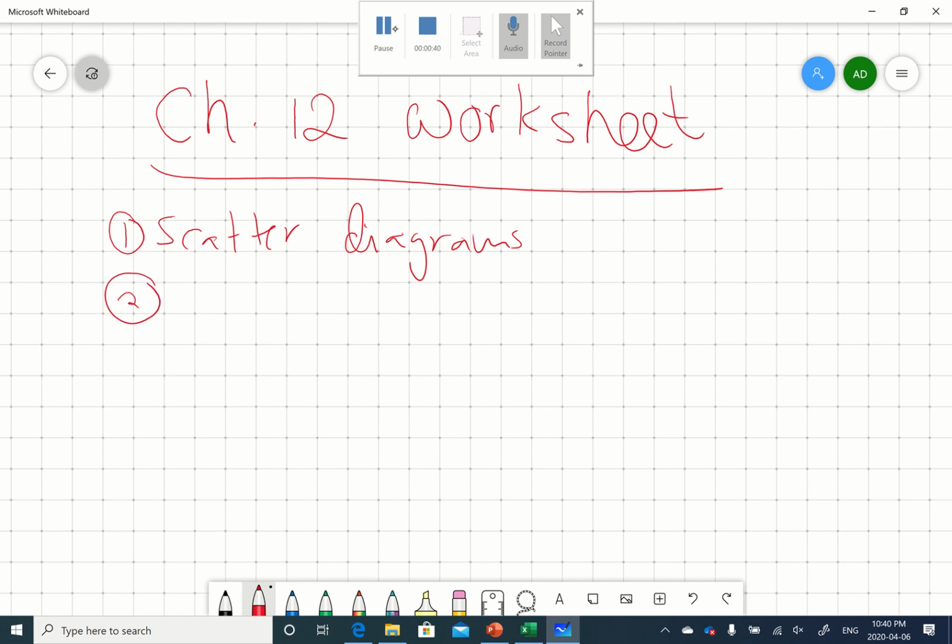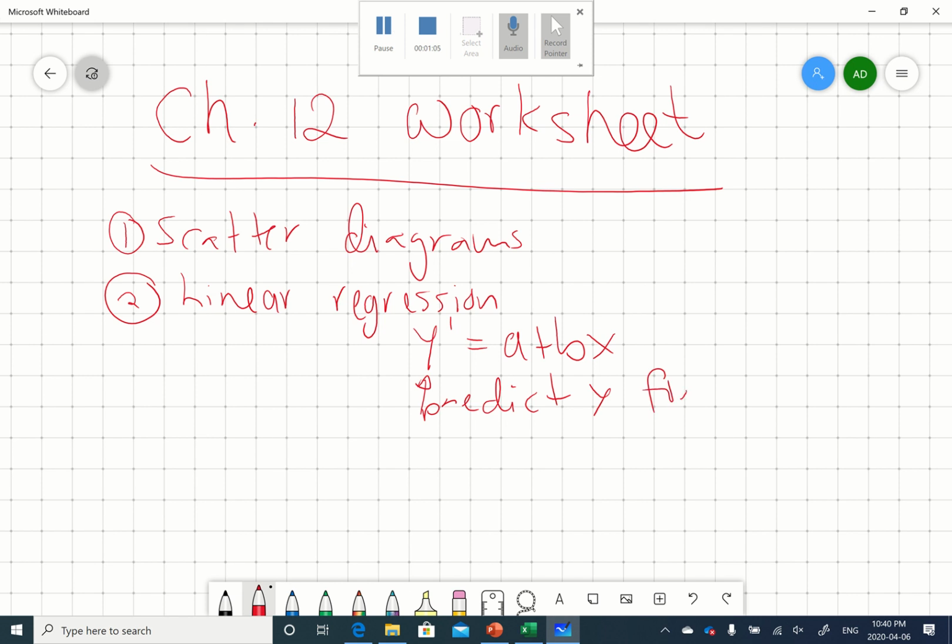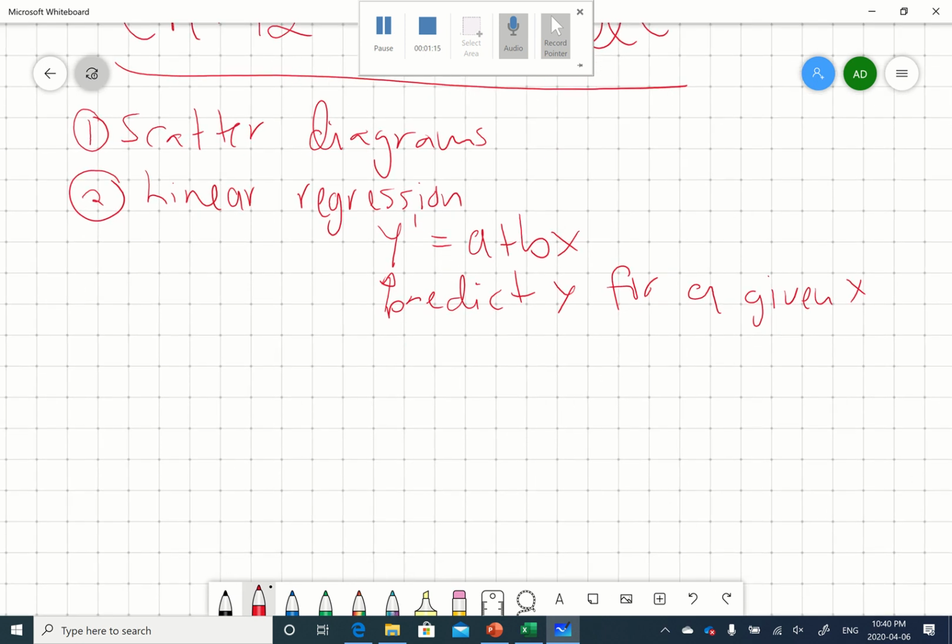And then linear regression. So how do we get the regression equation? So how do I build y prime equals a plus bx formula? And then we're going to talk a little bit about how do we predict y for a given x. What you simply do is you plug in x into the formula and simplify.